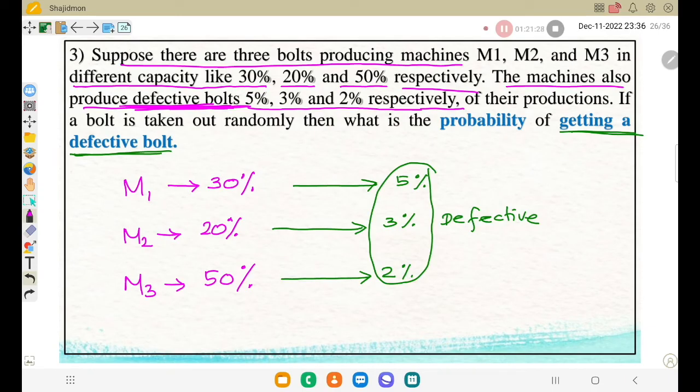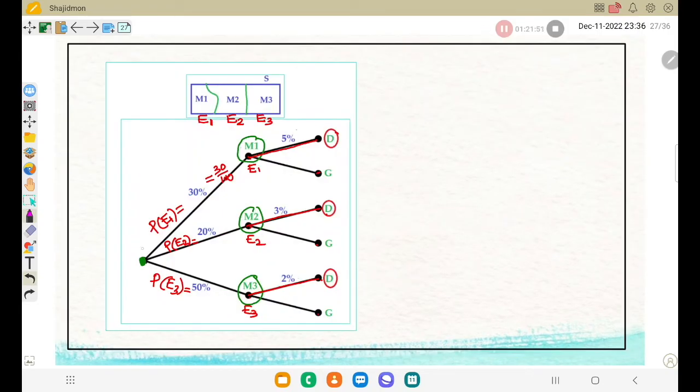Now, what is the question? What we need to calculate? Find the probability. What is the probability that getting a defective bolt, correct? Getting a defective bolt, what we have taken? A. So, what we need to calculate here? Probability of A. That is the question, correct? Probability of getting a defective bolt. Probability of A. How we are calculating probability of A?